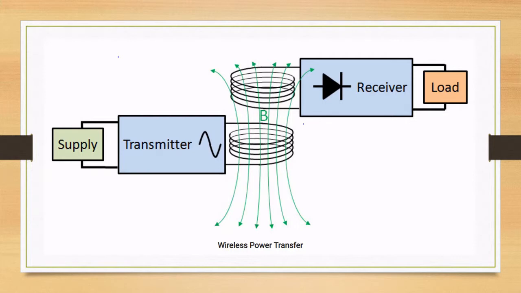Now we will talk about the working principle of wireless power transfer. This slide clearly shows the simple setup of wireless power transfer. As you guys can see from the slide, wireless power transfer basically includes two main coils, which are a transmitter coil here and another one is a receiver coil here. During wireless power transfer, energy is transferred from the transmitter coil to the receiver coil through an oscillating magnetic field.